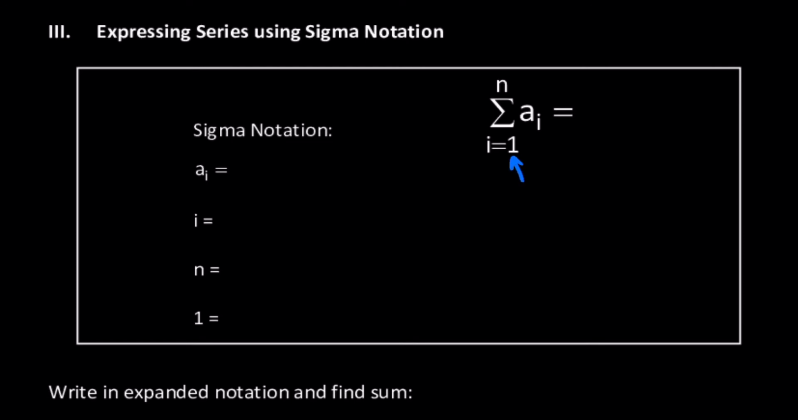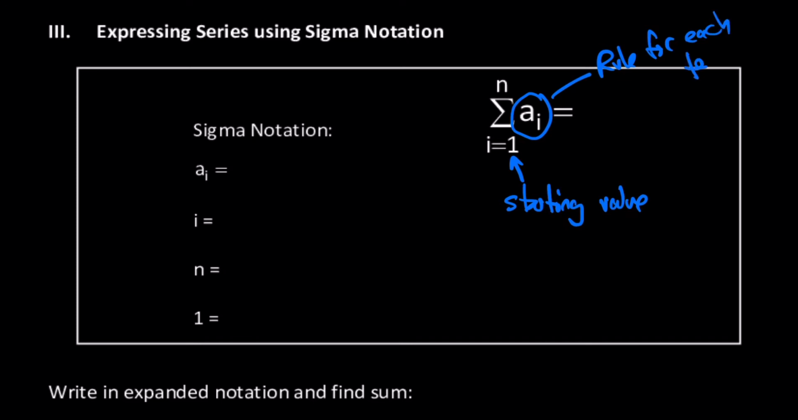So this is our starting value, or index, I should say. This right here will be our rule, the rule for each term. So what we're going to do is we're going to take our index, plug it in here, and then whatever this says to do, that's what we're going to do. It could be like 2i, it could be 3i minus 1, it could be I squared, whatever it happens to be.